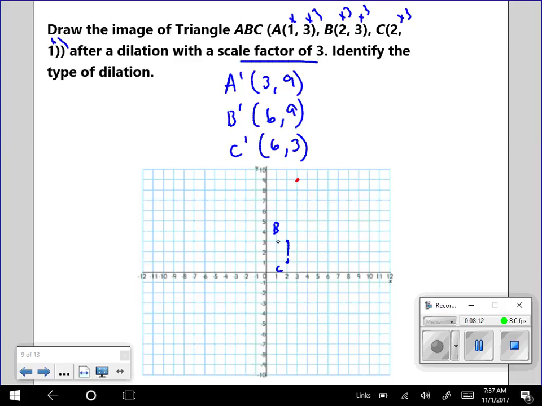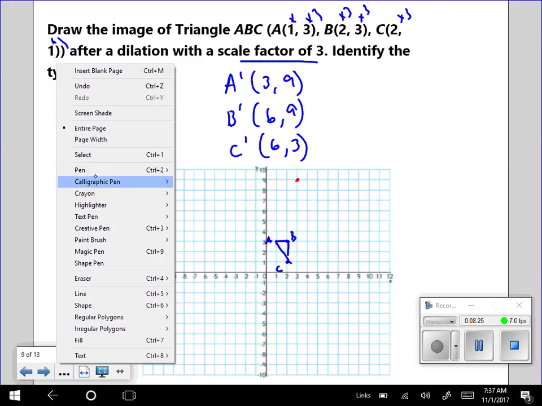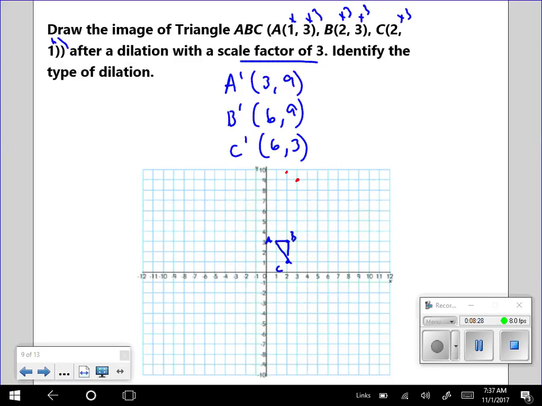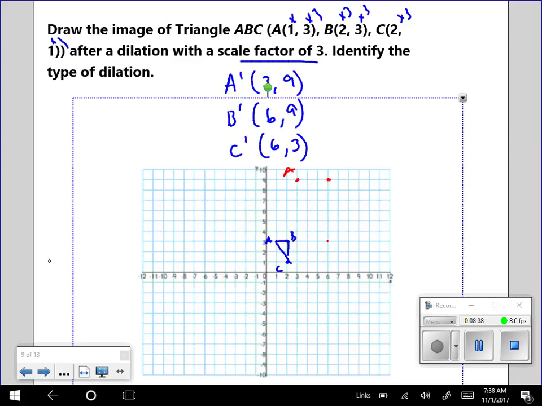I'm fixing my graph here. I realized I graphed this wrong. 1, 3 is here. So it should look like this. Whoops. Alright, so now we can go ahead and graph this. So we got A, and then we got 6, 9, and then we have 6, 3. So B prime. Oh. There we go.